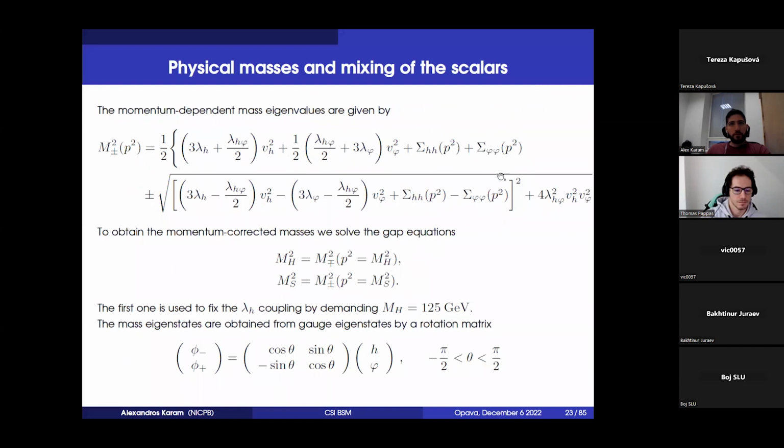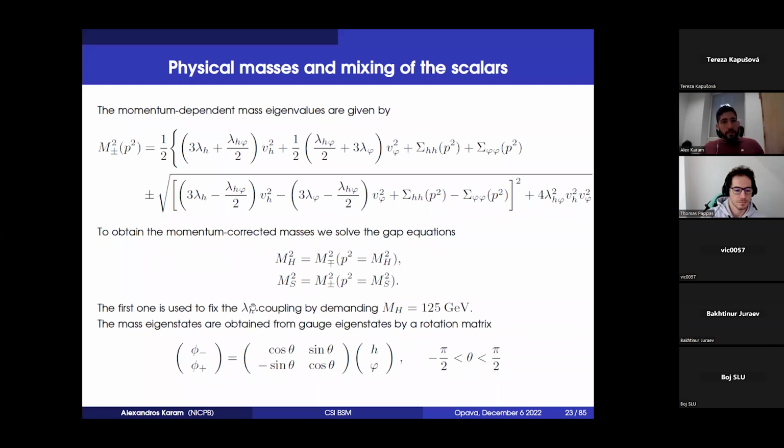After we do that, the new eigenvalues are given by this. So you can see we have the corrections with the self-energies. And in order to obtain the momentum corrected masses, we have to solve the so-called gap equations, which are computed on shell when the momentum is equal to either mh or ms. So the physical mass eigenvalues, we name with capital H and capital S. The first one we identify with the physical Higgs mass of 125 GeV, and it can actually be used to fix the quartic coupling lambda H.